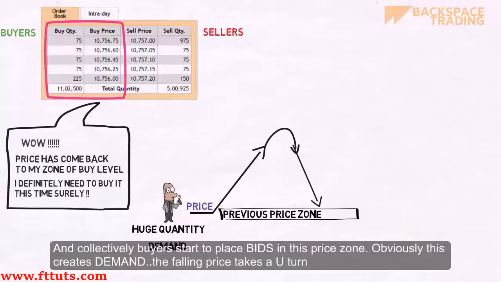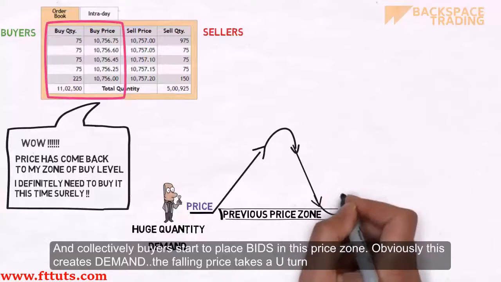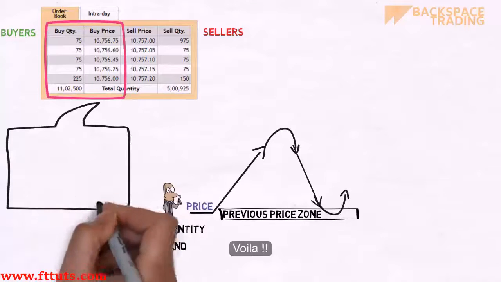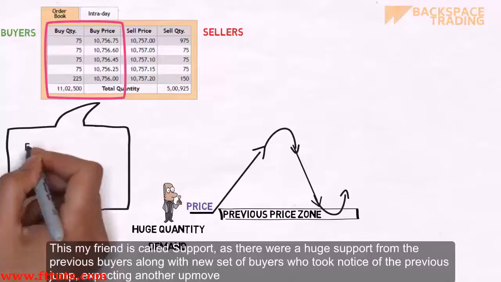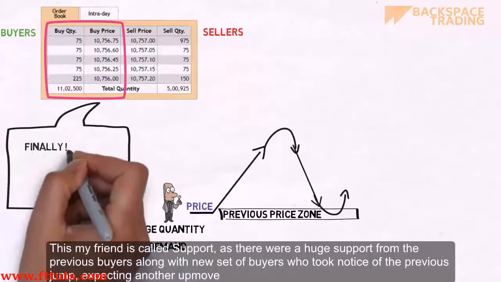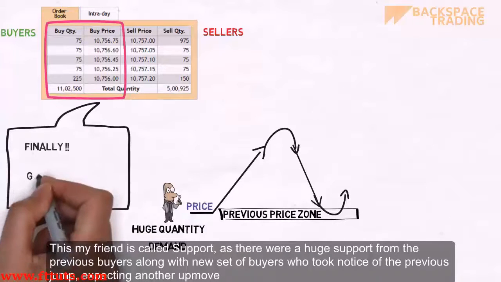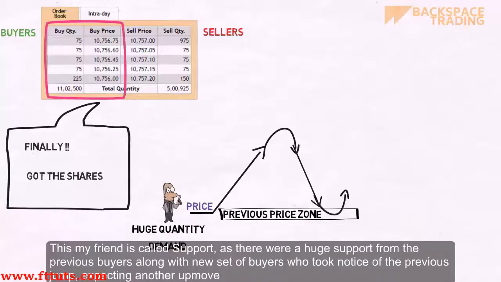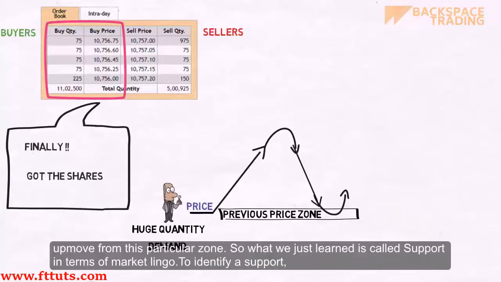And collectively, buyers start to place bids in this price zone. Obviously, this creates demand. The falling price takes a U-turn and price starts to climb up. Voila. This, my friend, is called support, as there was huge support from previous buyers along with a new set of buyers who took notice of the price jump, expecting another up move from this particular zone. So what we have learned is called support in terms of market lingo.